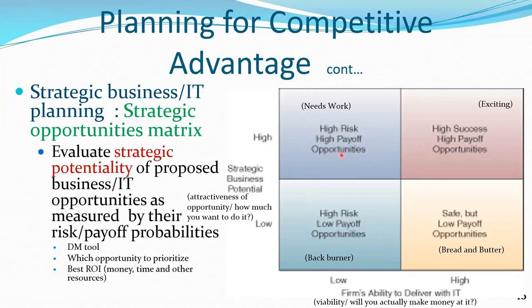Therefore, once you categorize these opportunities under these metrics, you can identify which are the exciting ones, which might be more advantageous as well as easier to operate, but the back burner is not recommended to operate. And bread and butter is something like that. You have the ability, you can find possibilities of getting it, because it is available and you know how to do it. You can deliver with it, but you might not be that interested.